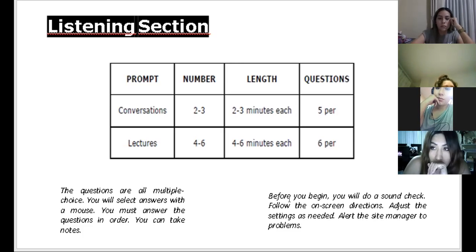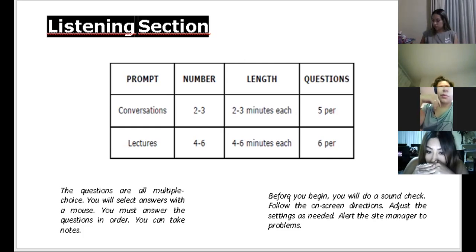Before you begin, you will do a soundtrack. Remember, at the time of the TOEFL, be sure that your headset works properly. I mean, you can listen correctly and your microphone works correctly, etc. Because it is necessary for you to understand signal words and all these things.